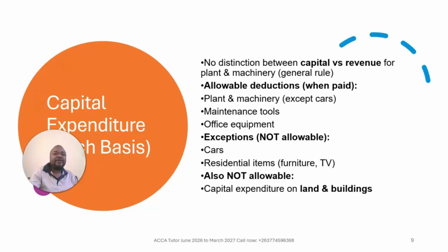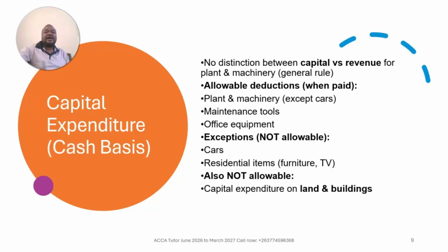Now, let's talk of something else, guys. Capital expenditure, cash basis. There is no distinction between capital and revenue for plant and machinery. That is the general rule under the cash basis. Allowable deductions are deducted when paid. So plant and machinery, except cars, are going to be deducted. Maintenance tools are also going to be deducted. Office equipment is going to be deducted.